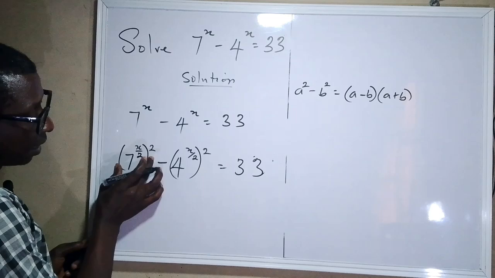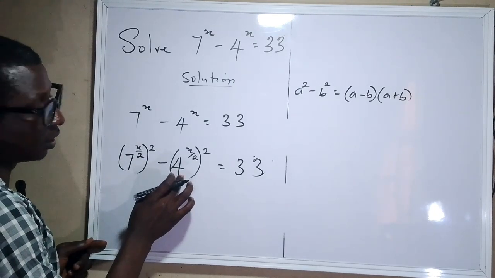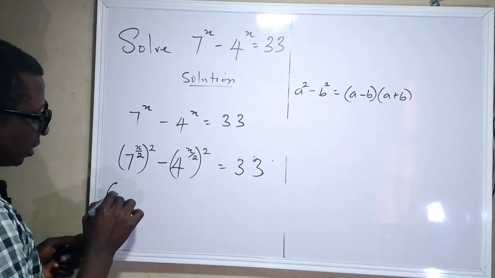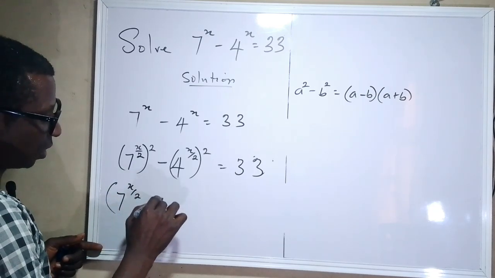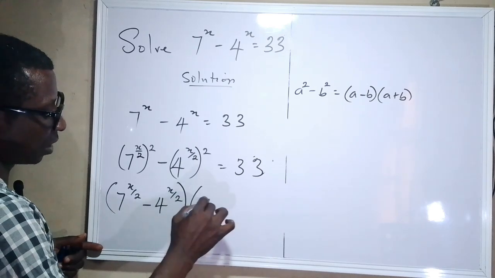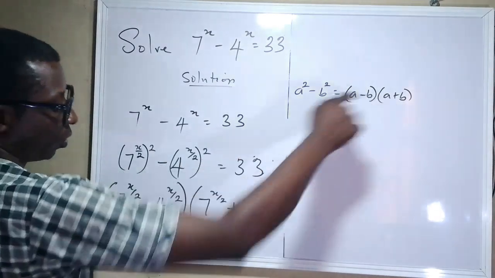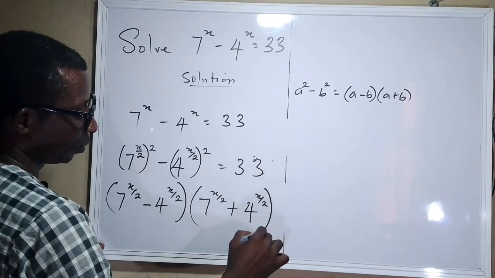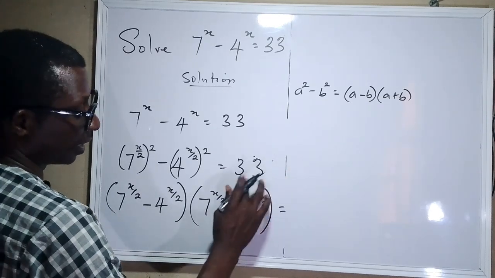So this one is like our a. 7 raised to the power of x over 2 is our a. Now 4 raised to the power of x over 2 will be the b. So we have 7 raised to the power of x over 2 minus 4 raised to the power of x over 2 times 7 raised to the power of x over 2 plus 4 raised to the power of x over 2. All of this will be equal to 33.